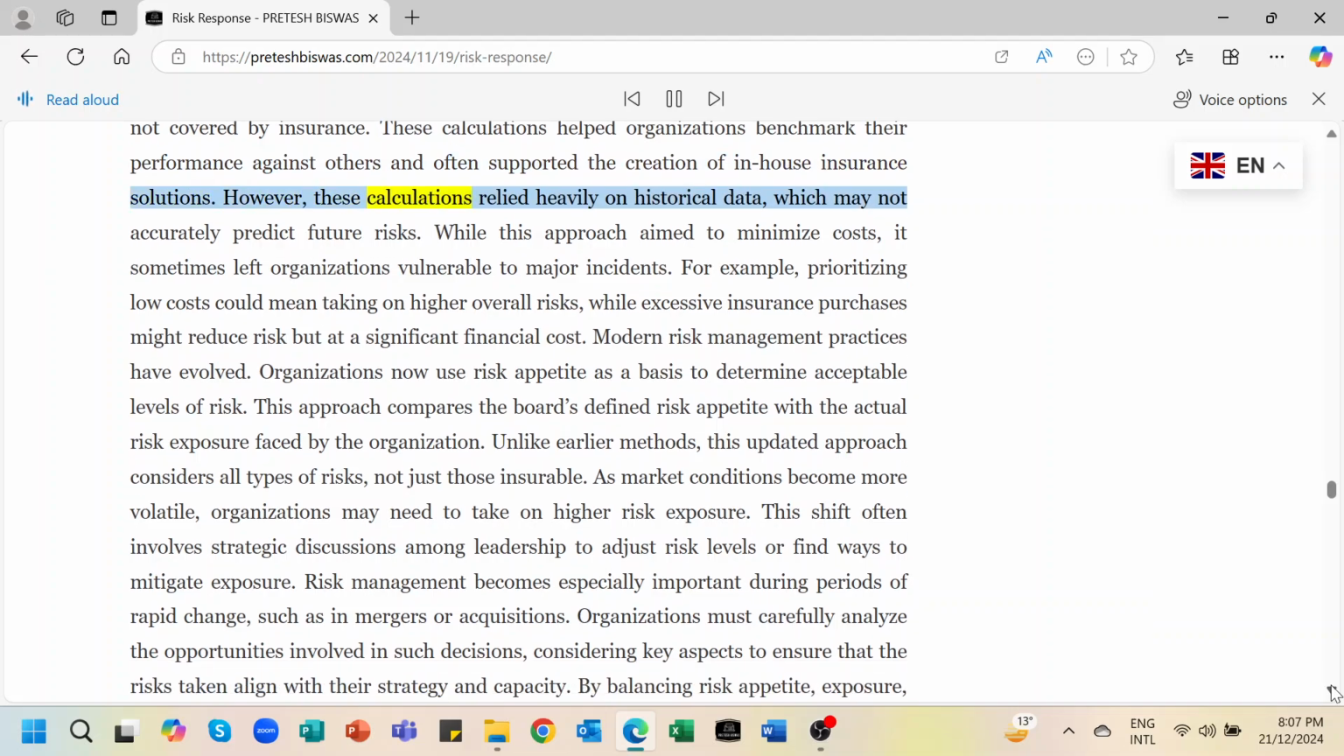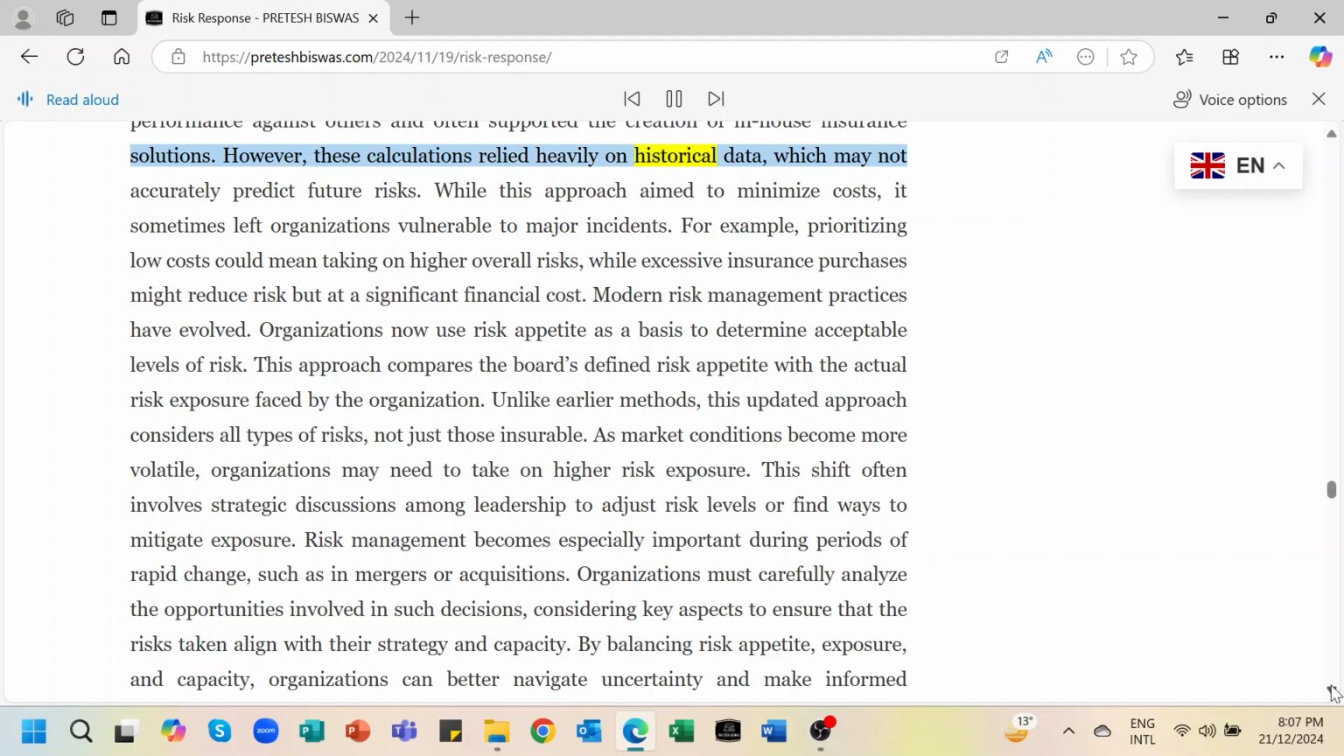However, these calculations relied heavily on historical data, which may not accurately predict future risks. While this approach aimed to minimize costs, it sometimes left organizations vulnerable to major incidents. For example, prioritizing low costs could mean taking on higher overall risks, while excessive insurance purchases might reduce risk, but at a significant financial cost.